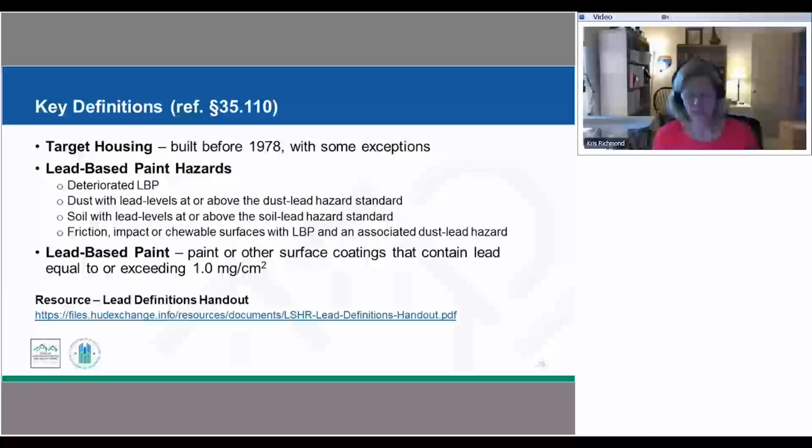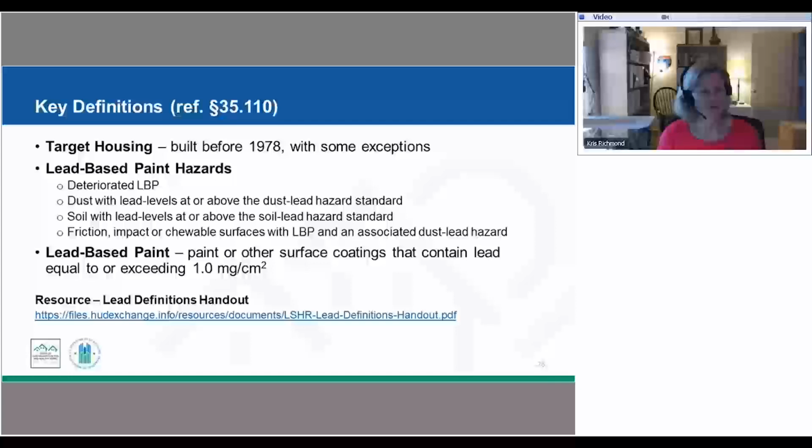And then we have the definition of lead-based paint. This is paint or other surface coatings that contain lead equal to or exceeding 1 milligram per square centimeter. Some states and communities have more stringent definitions of lead-based paint. They have a more protective standard of what is considered lead-based paint. But HUD sets the limit at 1 milligram per square centimeter. Some cities have it below that amount. You're going to want to check with your state and local regulatory authorities whether there are stricter requirements or definitions.